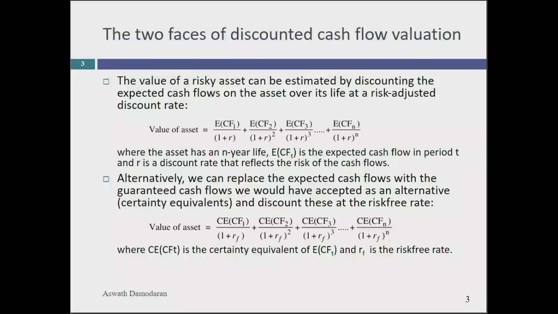So get your expected cash flows, which means you have to make assumptions about the future, and you discount those expected cash flows at a risk-adjusted discount rate. Notice I haven't talked about beta, kappa. How you adjust for risk, we'll talk about the variations you can use, but you take expected cash flows and you discount at a risk-adjusted discount rate. That's the way every valuation book is written.